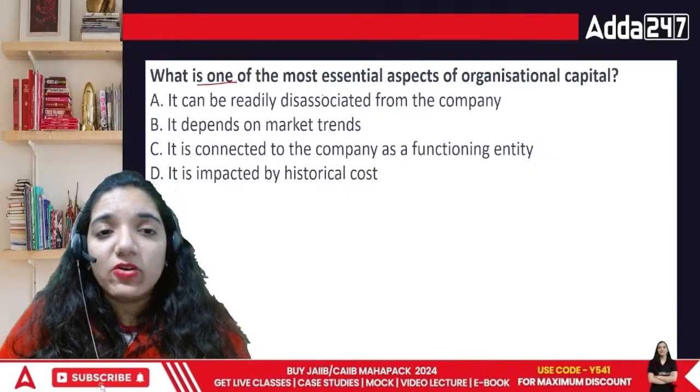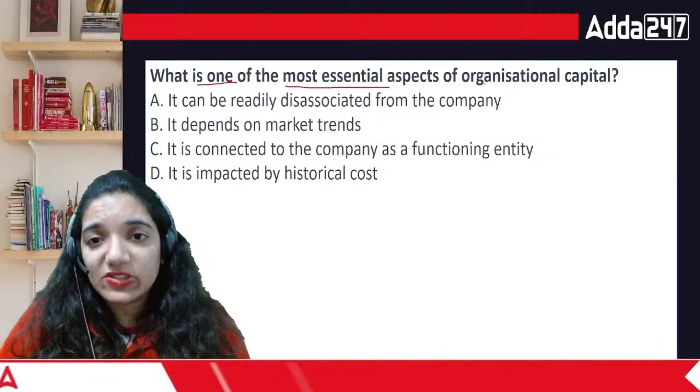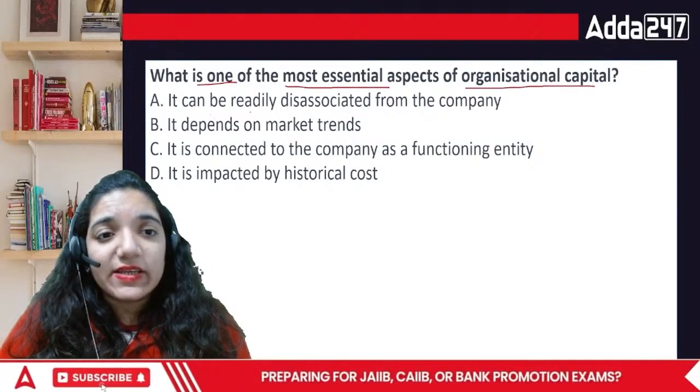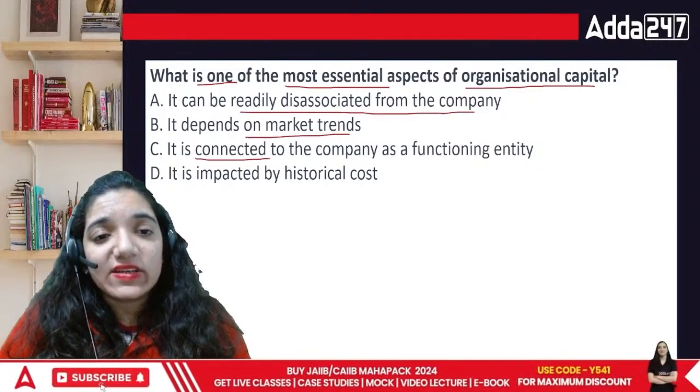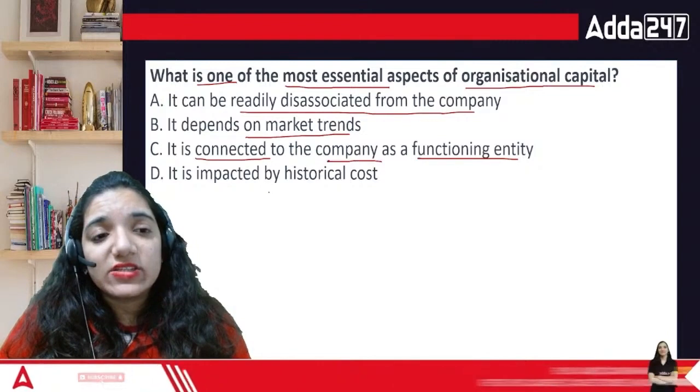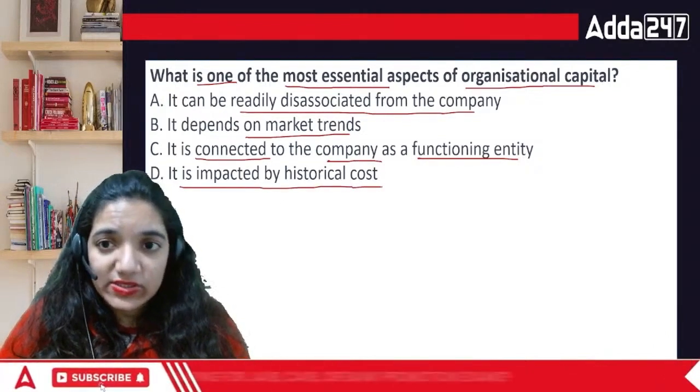What is one of the most essential aspects of organizational capital? It can be readily disassociated from the company. It depends on the market trends. It is connected to the company as a functioning entity, or it is impacted by historical cost.